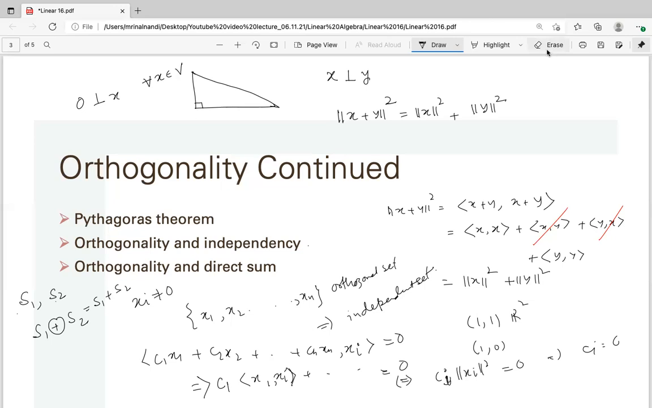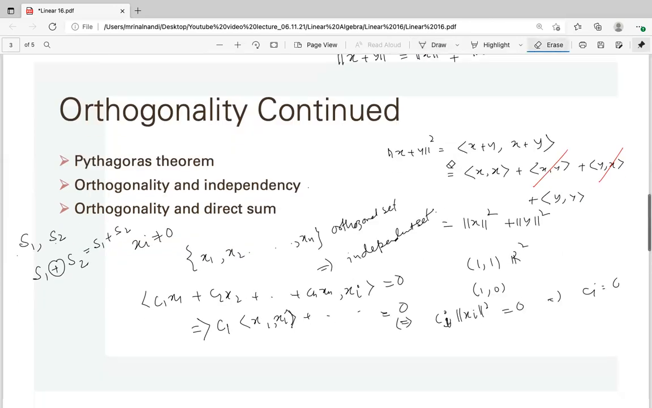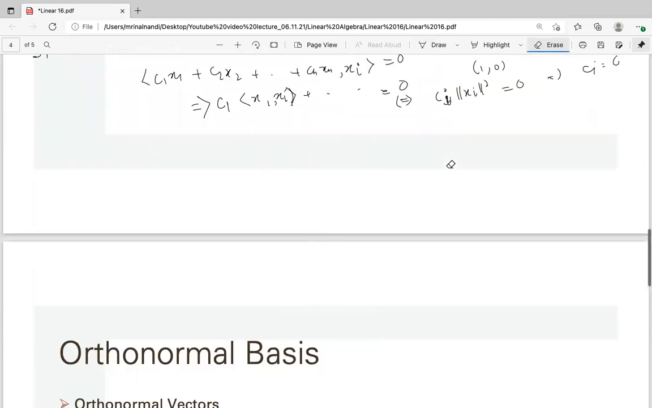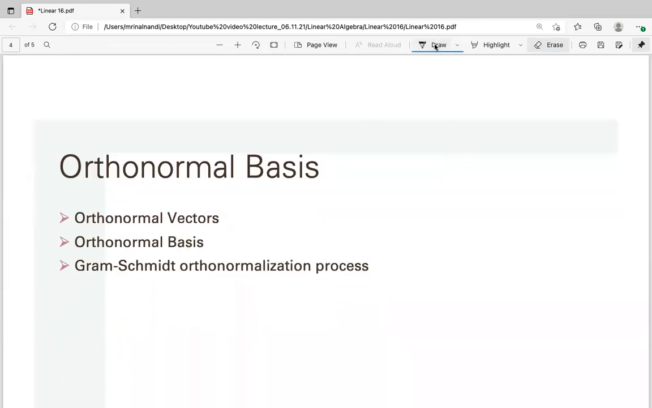So this is very important. These two things are very important. Once there is an orthogonal set, that must be independent, and if there are two orthogonal sets, then their sum is direct. Direct means there is some sort of independence between the two different sets. You see, there are two concepts: the independence in a single set, and the independence between two different sets.